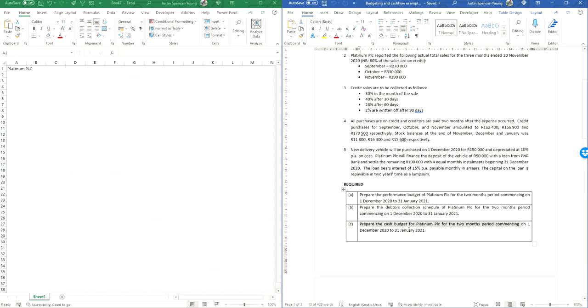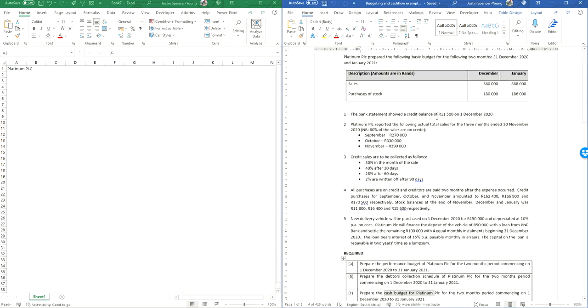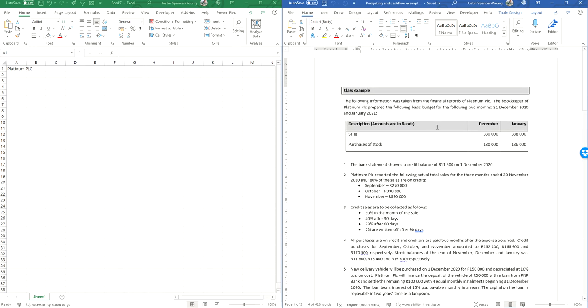So why would they ask for a cash budget as compared to a performance budget? Because a performance budget might look like an income statement that doesn't care about when the customer pays or when we pay the supplier. A cash budget cares about when the customer pays us and when we pay our supplier. Okay, so we've got an idea of what's going to come. Let's head back up here and read what it has to say.